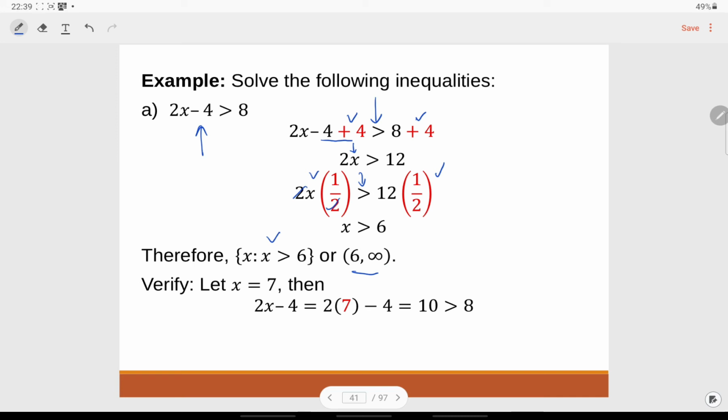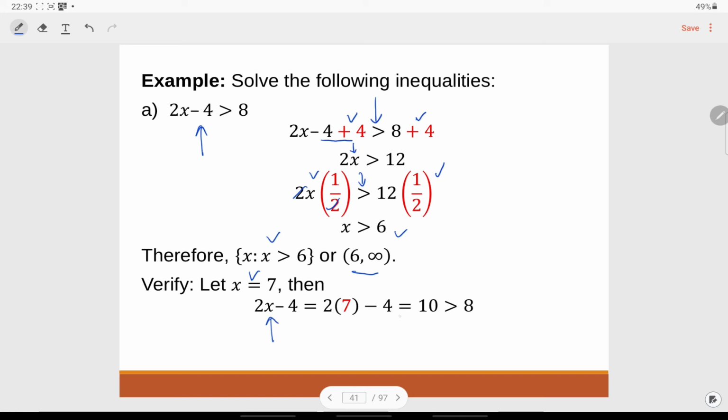Okay, all right, so we also can verify our answer. We can check whether x greater than 6 truly solves the given inequality. So we take one value that is greater than 6. For example, we take x equal to 7.